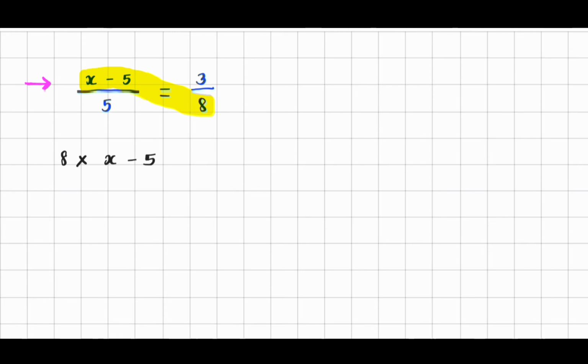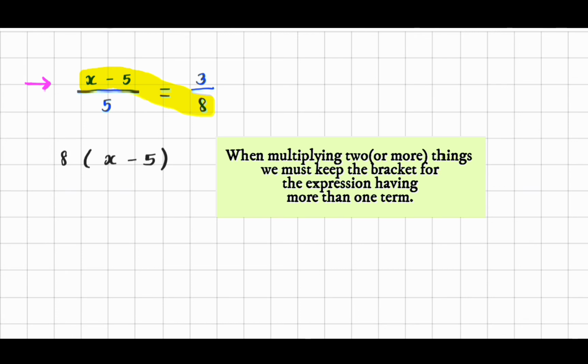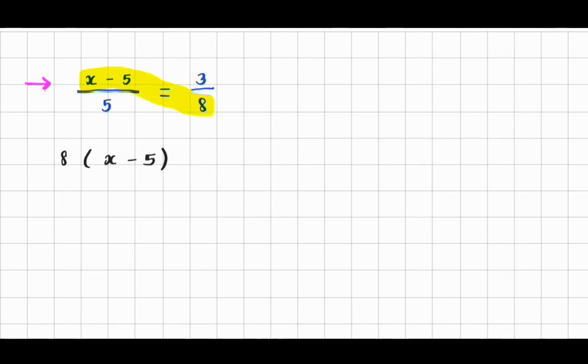If we write it like this, it is totally wrong. It means 8 is only for x, but actually it is not so. 8 is for both the x term and negative 5. For that, we have to keep the bracket for an expression that has more than one term. So the bottom line is, when we are multiplying two things, we must keep the bracket for the expression having more than one term. Okay, here if we take the 5 which is in the denominator and cross multiply with the numerator 3, we have 5 times 3 is 15.